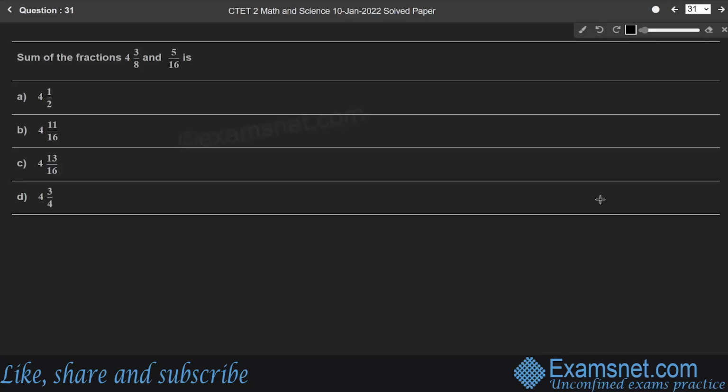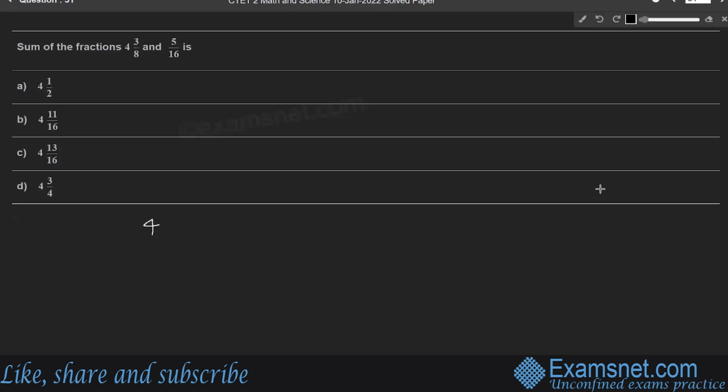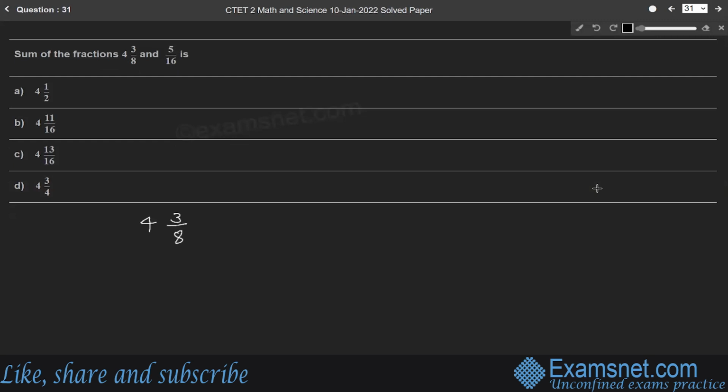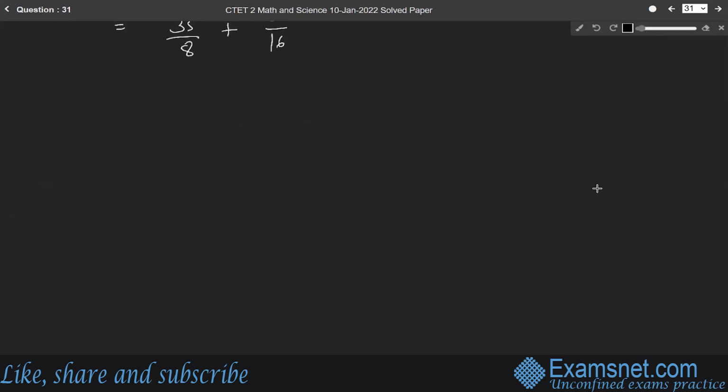Question 31. Sum of the fractions 4 integer 3 by 8 and 5 by 16 is. Here, the mixed fraction 4 integer 3 by 8 plus 5 by 16 is equal to 35 by 8 plus 5 by 16. So, here 16 is the LCM.